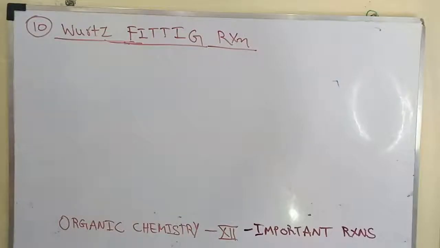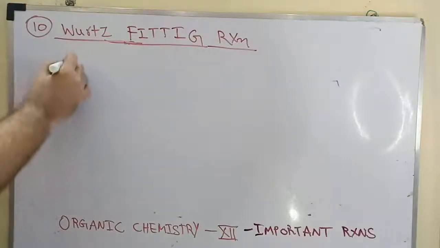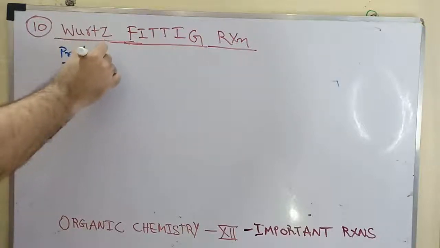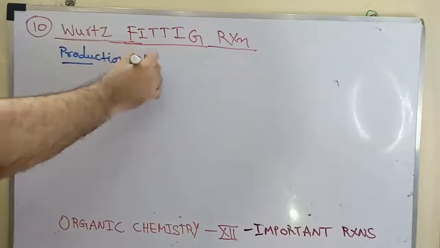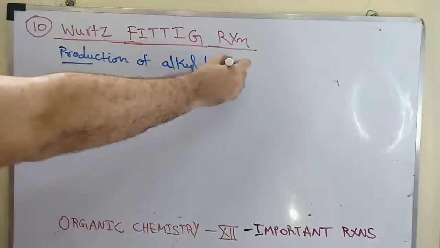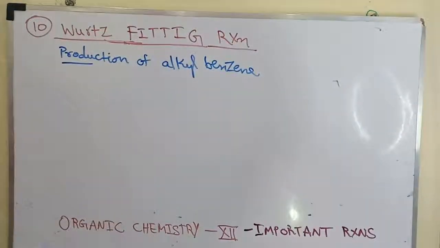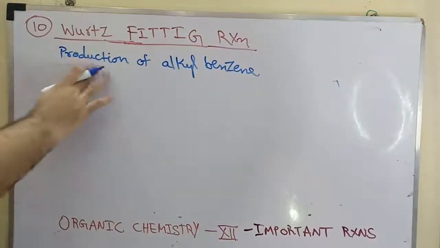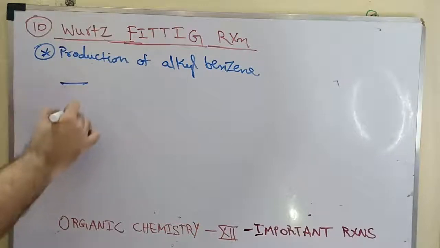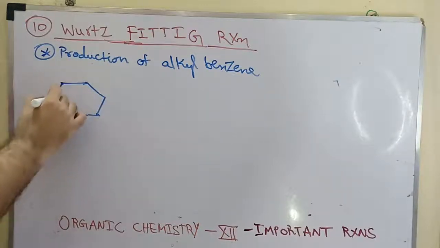Similar to Wurtz reaction, there is something called Wurtz-Fittig reaction. What is this Wurtz-Fittig reaction? This is the production of alkyl benzenes. Production of alkyl benzene, this is the crux here. So how is it done? This is like the crossed Wurtz reaction we have seen earlier.